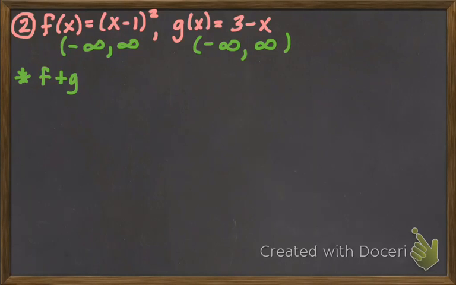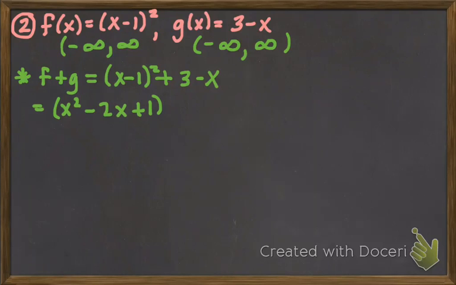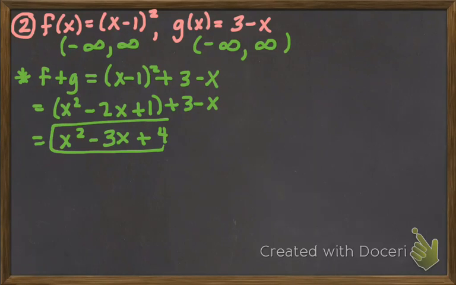So f plus g is equal to f, which is x minus 1 squared, plus 3 minus x. Well, we can't leave our answer that way because there's cleaning up we can do. So we expand x minus 1 squared and get x squared minus 2x plus 1, plus 3 minus x. And then we combine like terms: x squared minus 3x plus 4, and that is our f plus g.